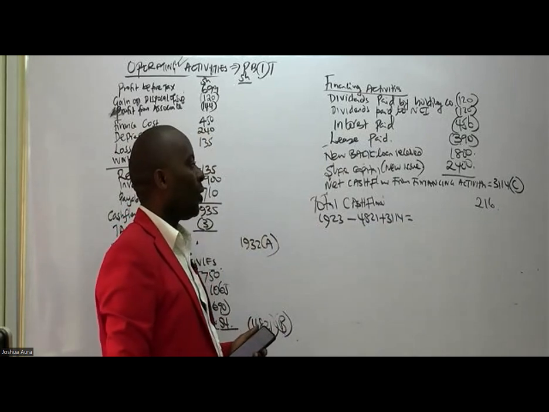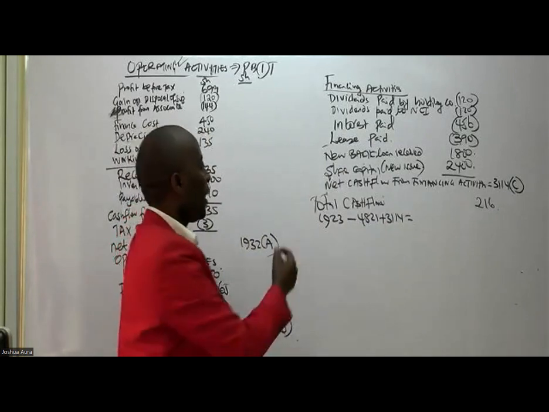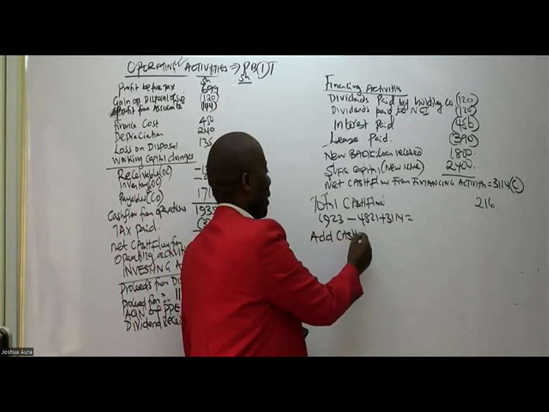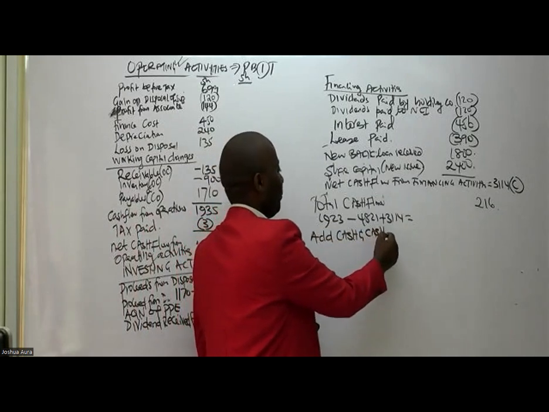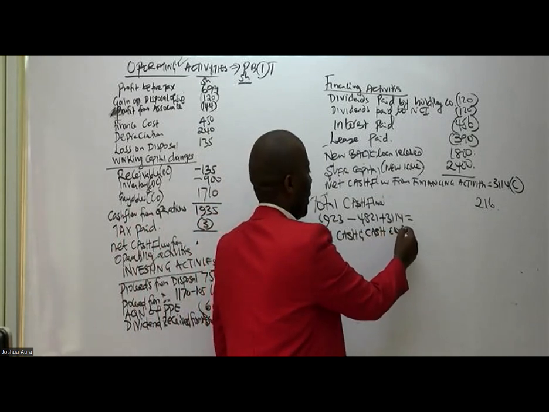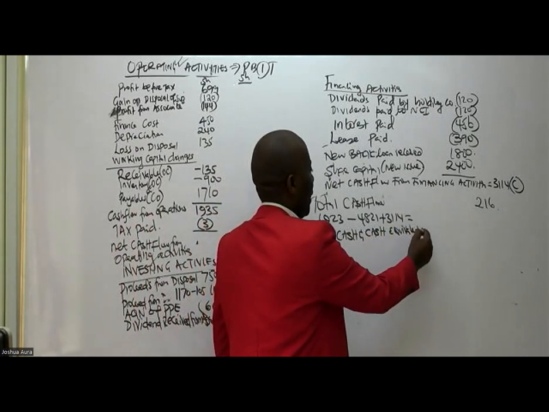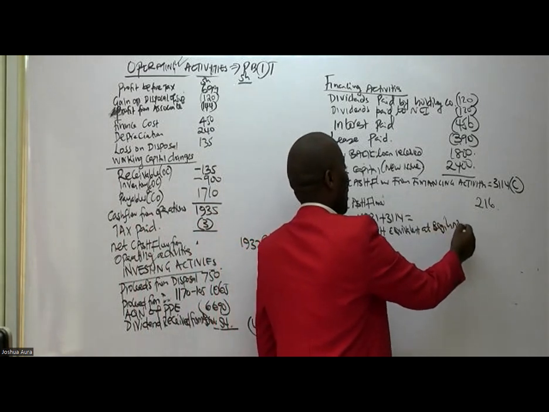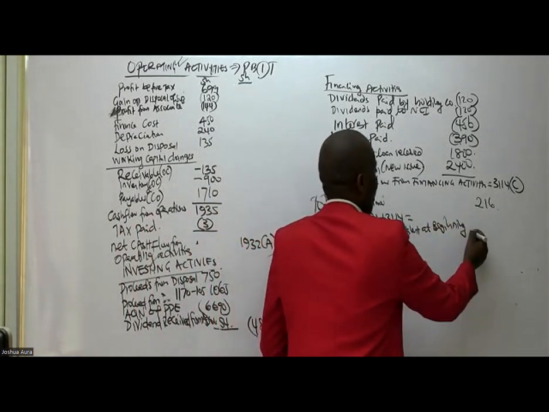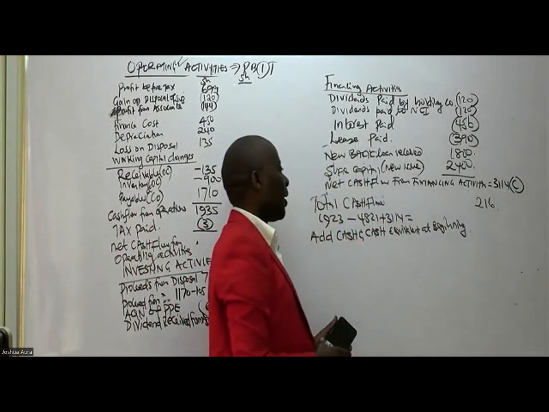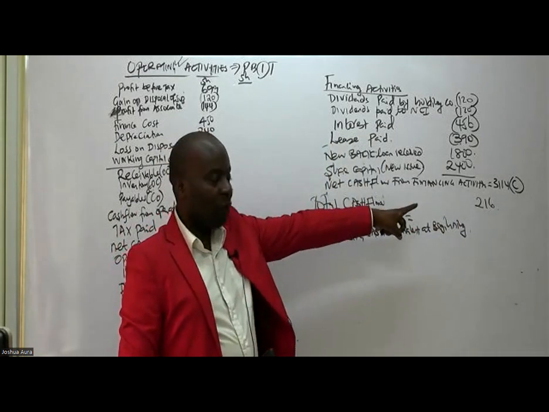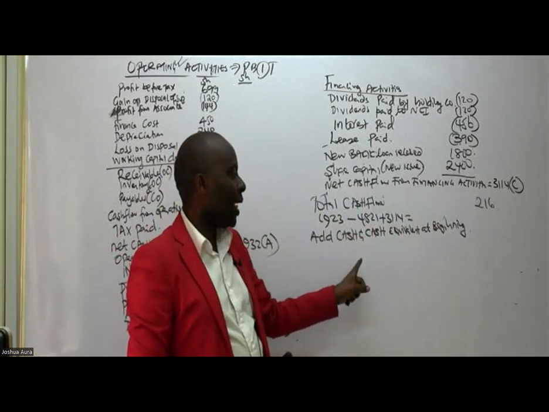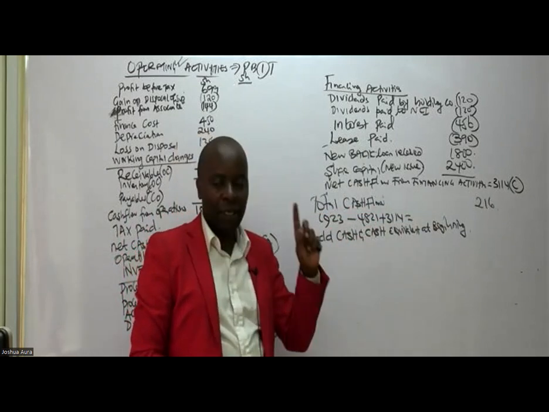So from there, you will come and add cash and cash equivalents at the beginning. Whatever you will get there, when you add it to that figure there, then you should be able to get the closing cash and cash equivalents like that.